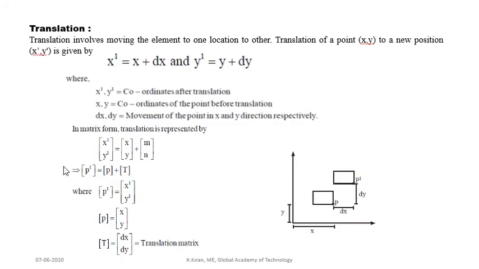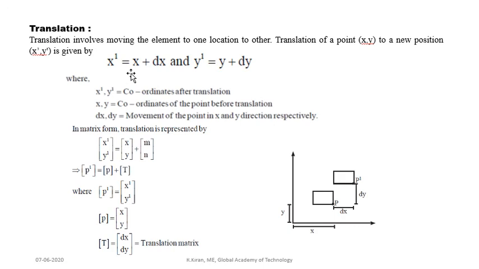Let us learn the different types of transformations that we perform for a line as well as a point. The first one is translation. Translation is nothing but moving the element from one location to the other. That means we can translate either a point or a line from one location to the other. Translation of a point x, y moves it to a new position x dash, y dash. Here we see a rectangle which can be moved from one location to the other.